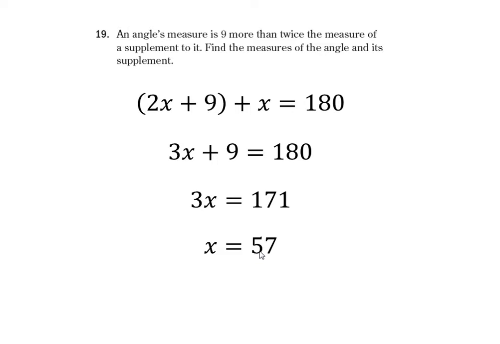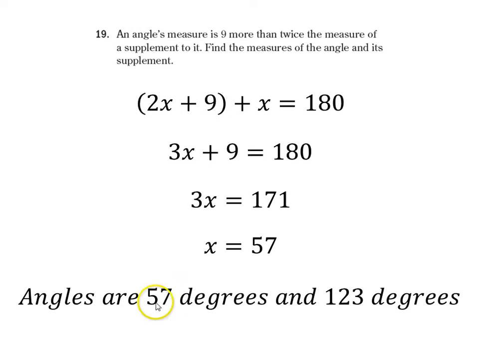It's supplement. A couple ways we can find this here. We know that if the first angle is 57, we can just take that away from 180 to find out what the other measure is. Or we can plug in the 57 right here and do 57 times 2 plus 9. And if we do that, we'll find out that the angles are 57 degrees, because that's what we found out one of the angles was. And its supplement has to be 123 degrees.